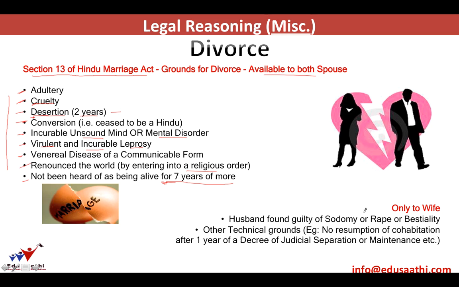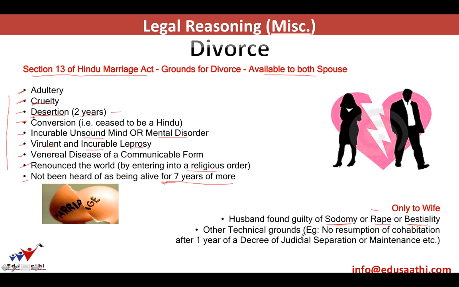So these are the grounds which are available only to the wife. First is husband found guilty of sodomy, rape, and bestiality. Rape, sodomy and bestiality are unnatural ways of sexual relationships. So when your husband is found guilty of any of these crimes, this is a ground of divorce to the wife.